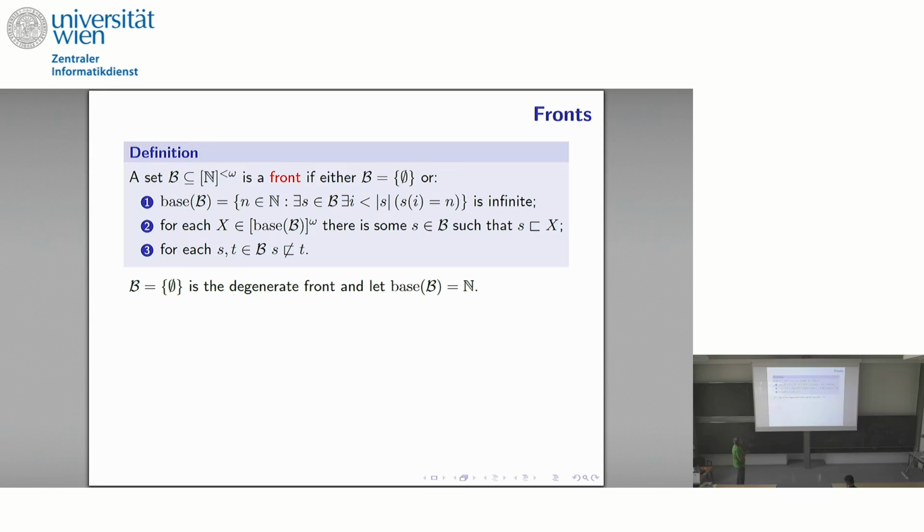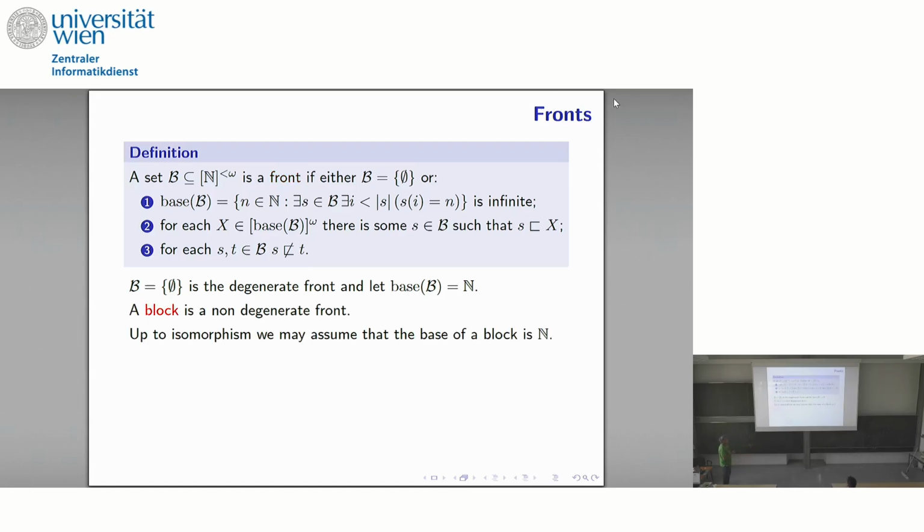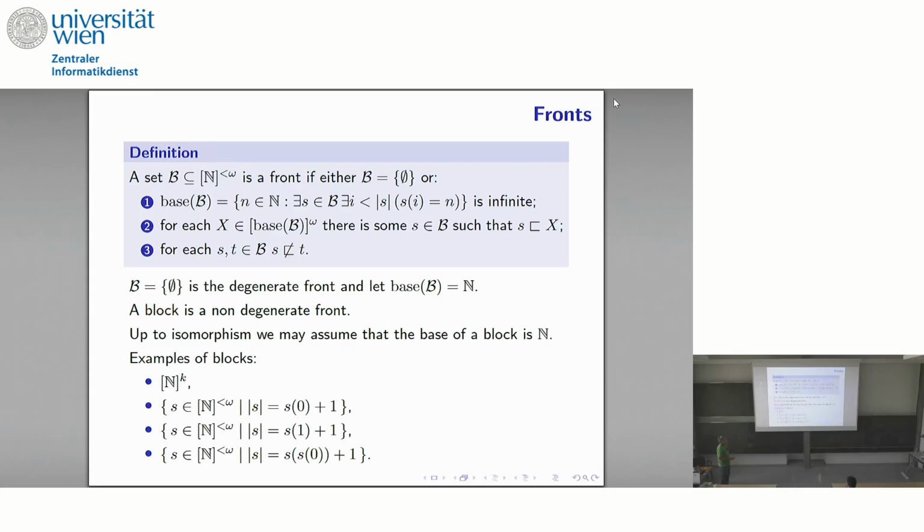When B is the empty set, it's convenient to think of this as the so-called degenerate front, and the base of B is the natural numbers. It's convenient to have this one around for technical reasons. A block is a non-degenerate front, so satisfying 1, 2, 3. And up to isomorphism, we can always assume that the base of a block is actually the natural numbers, so we can always go back to that particular case. A few examples of blocks here.